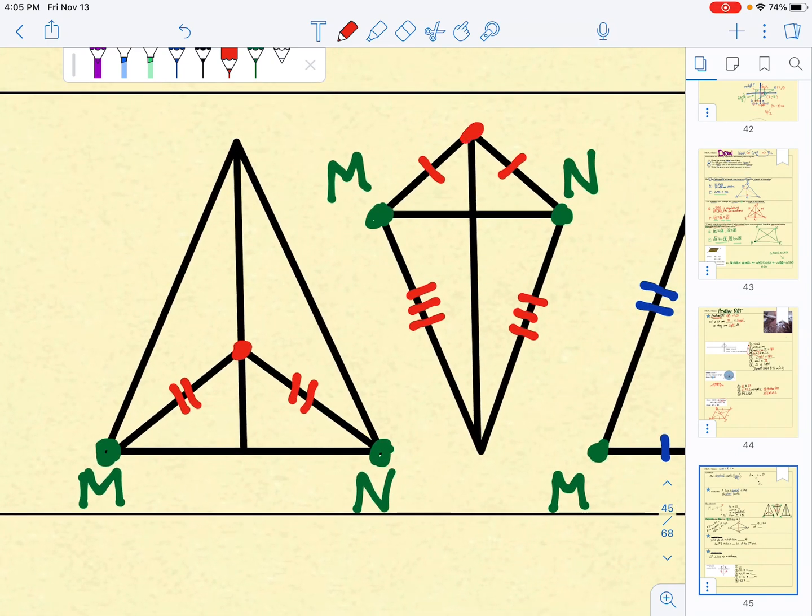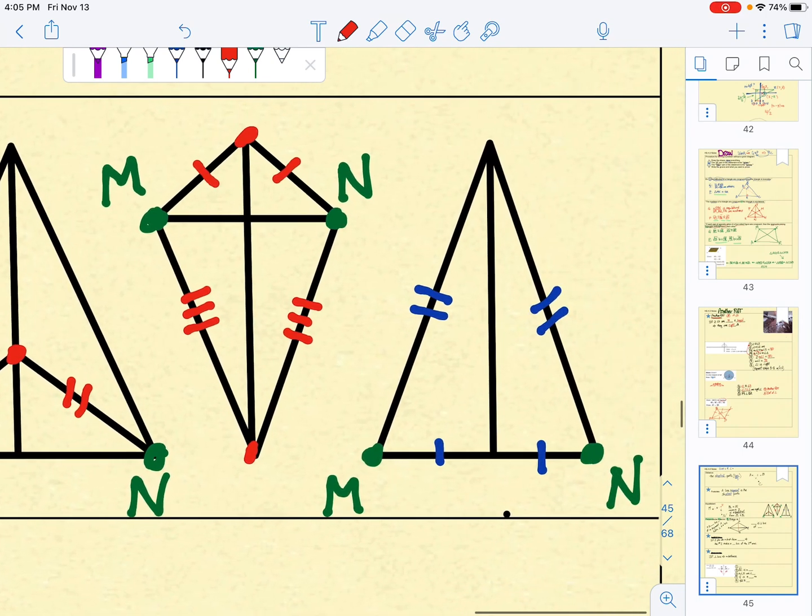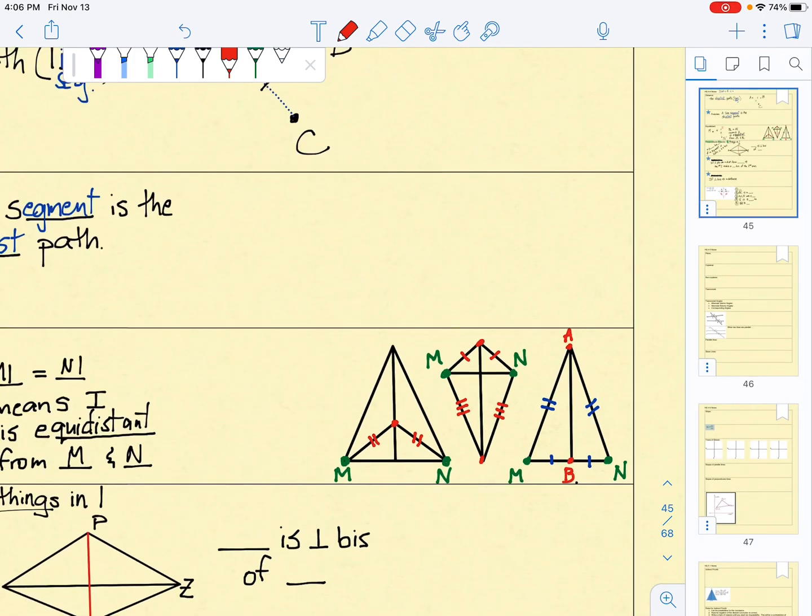In the next diagram, we have two red points that are equidistant from M and N. And likewise here we have 2 points equidistant. Notice if this is A and that's B, A is not the same distance from M as B is to M, but A is equal distance from M and N and B is equal distance from M and N.